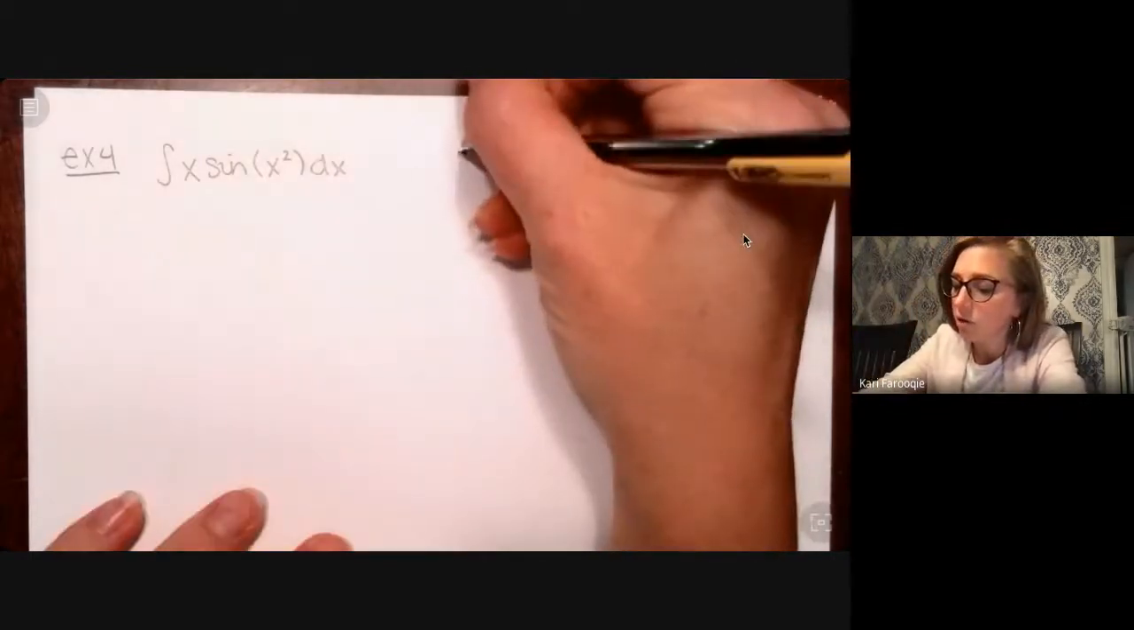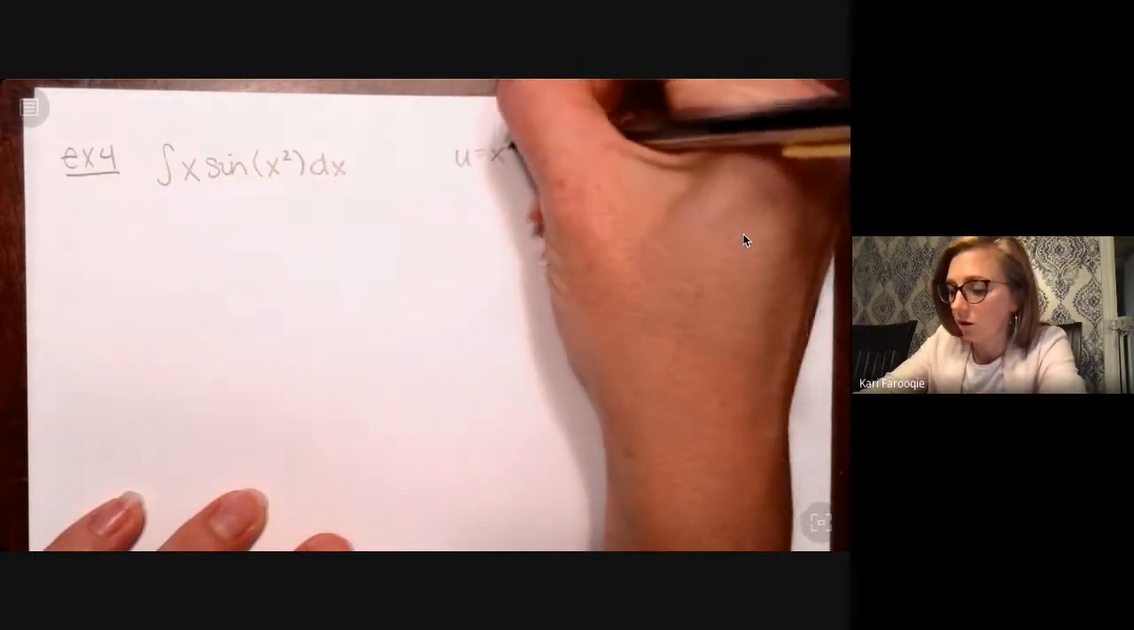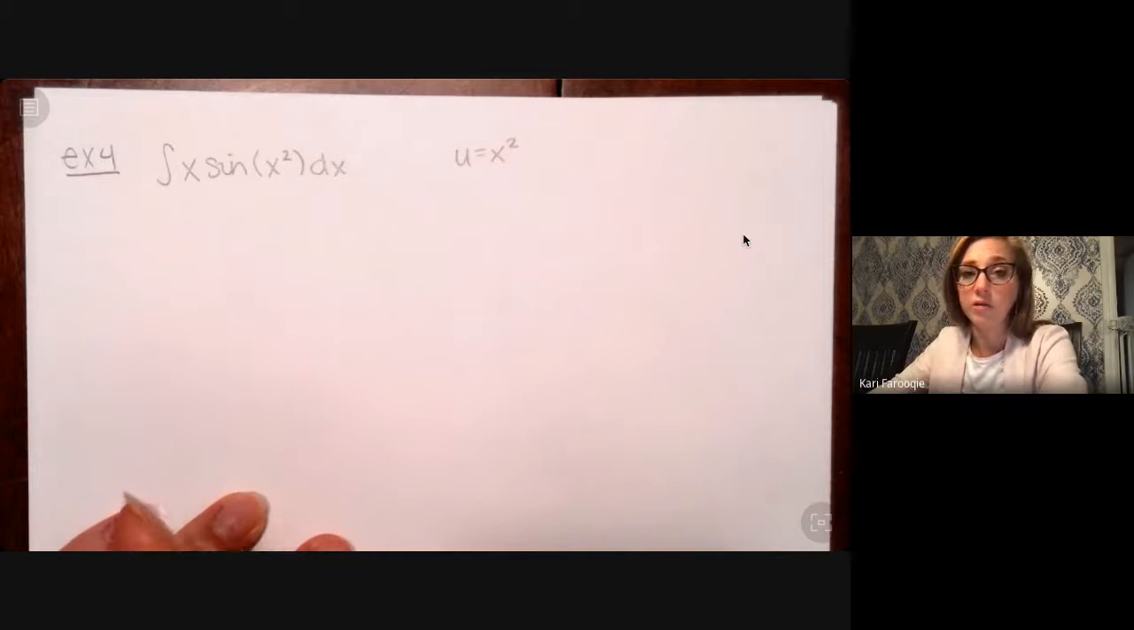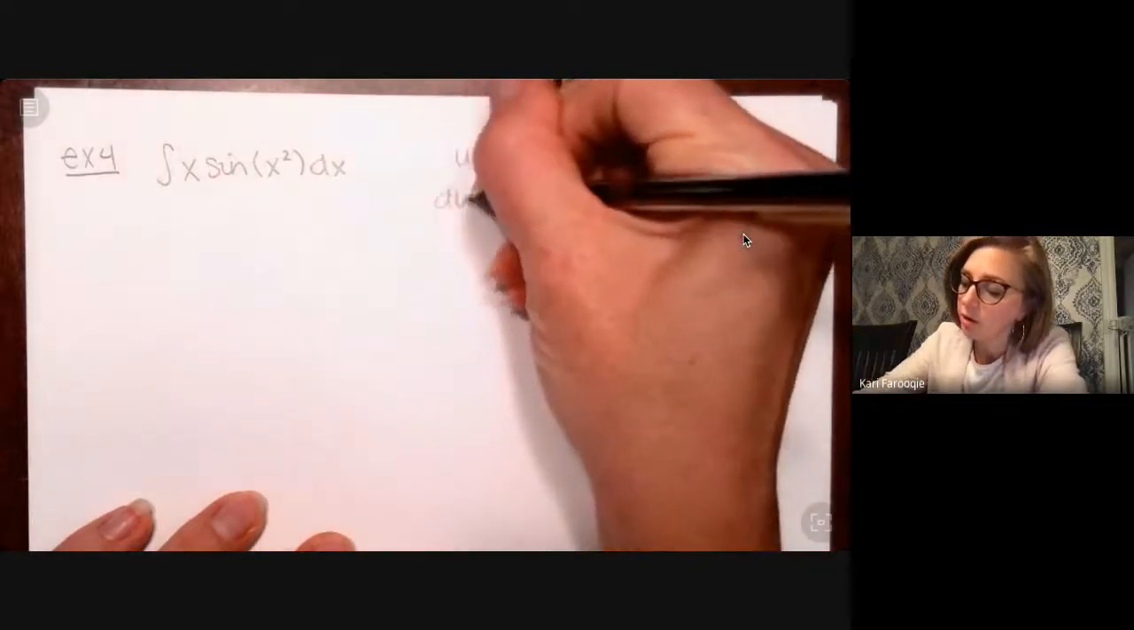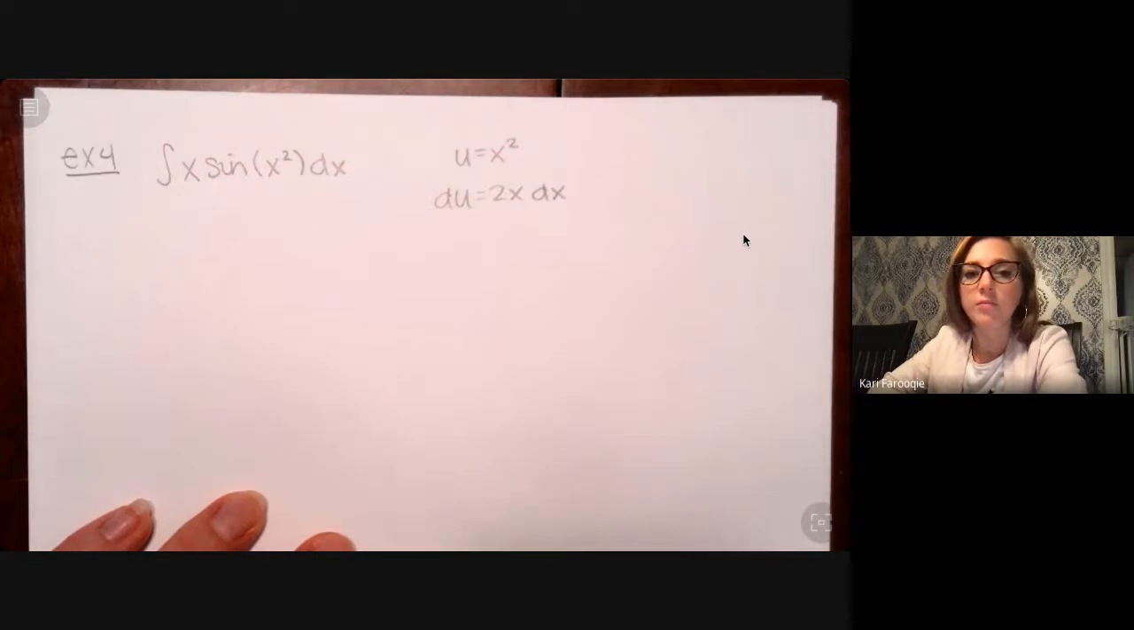In this case, we're going to go for sine u. So we're going to let u be x squared. And if you're not sure, that's fine. Integration is a lot of trial and error. So you might say, I'm not sure, I'm going to try this and see if it works. And if it doesn't, try something different. So we're going to let u be x squared. Then du is going to be 2x dx.